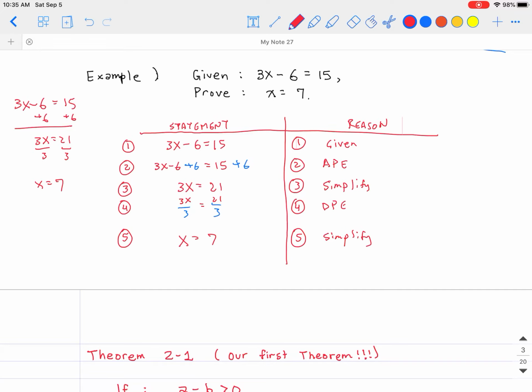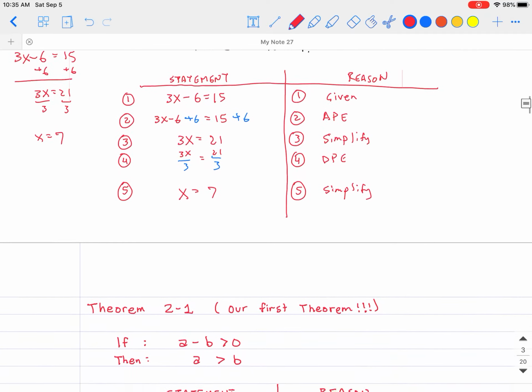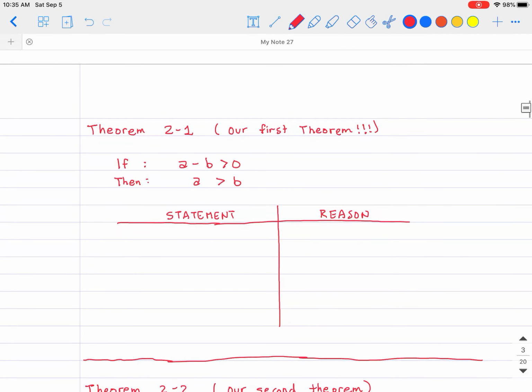So if you remember, we said that these proofs are meant to be short. They're meant to be simple so you can get the grasp of it. And they're not supposed to be more than, say, 10 steps. Okay, and if you do take more than 10 steps, try to see if you can minimize that.